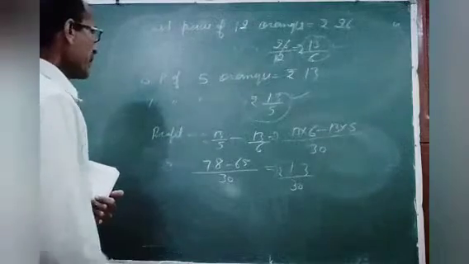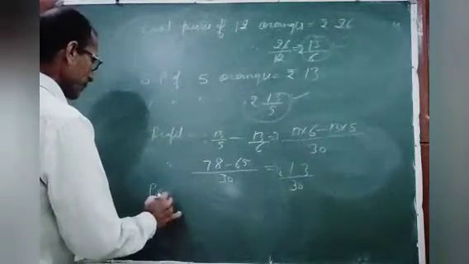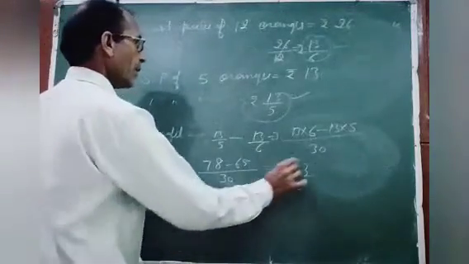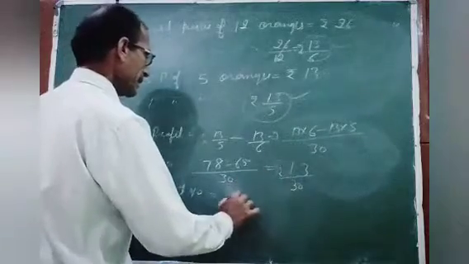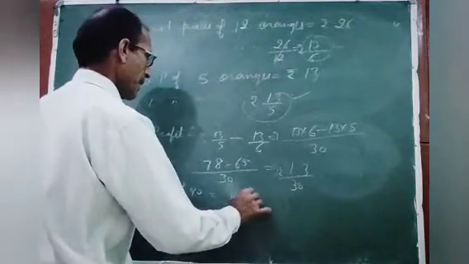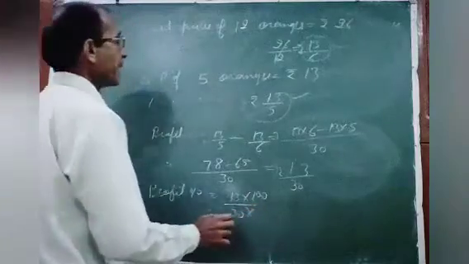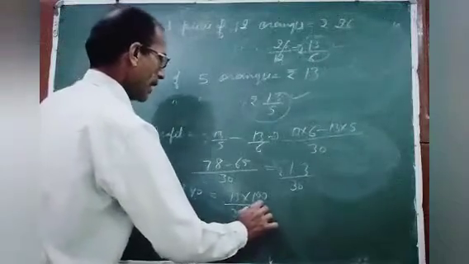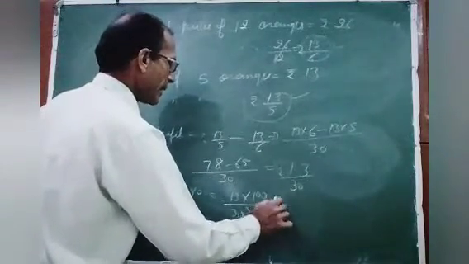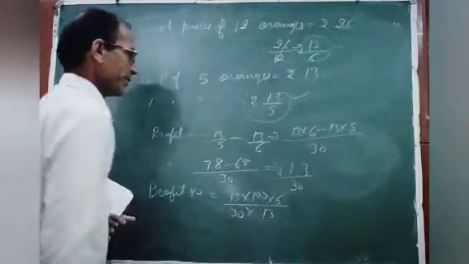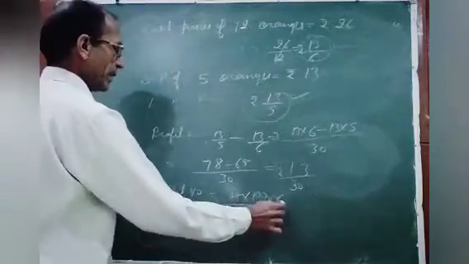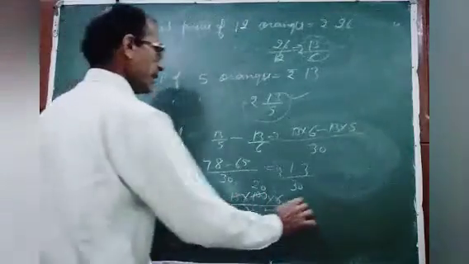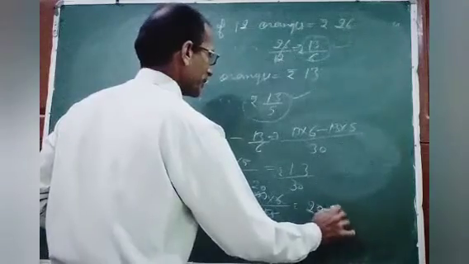13 by 30 rupees. So profit percent. What is the formula? Profit multiplied by 100 upon CP. CP of 1 orange is 13 by 6. So 13 by 6 means take the reciprocal, 6 by 30. 13 cancels with 13, 6 into 5 is 30, and 5 into 20 is 100. So this is 20% profit.